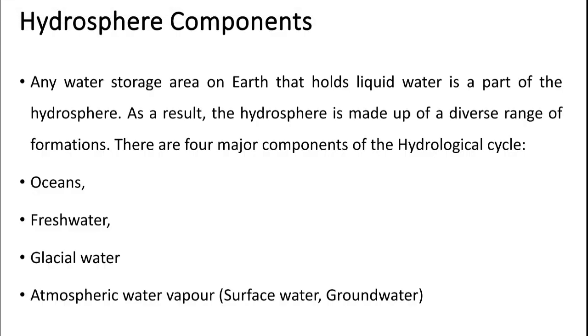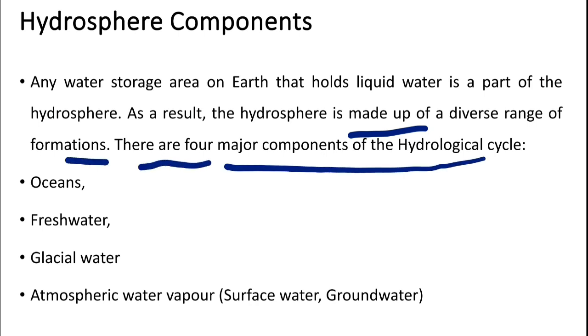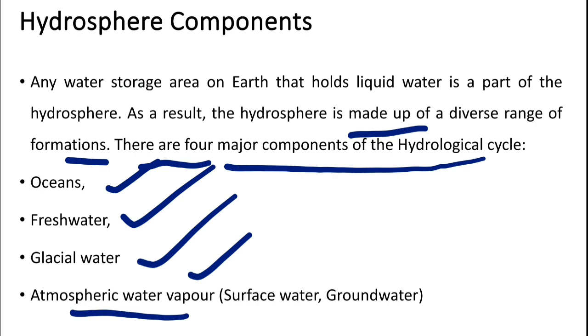Then, hydrosphere components. What are the components of the hydrosphere? Any water storage area on Earth that holds liquid water is a part of the hydrosphere, and as a result the hydrosphere is made up of a diverse range of formations, and there are four major components of the hydrological cycle. One is ocean, freshwater, glacial water, or atmospheric water vapors.